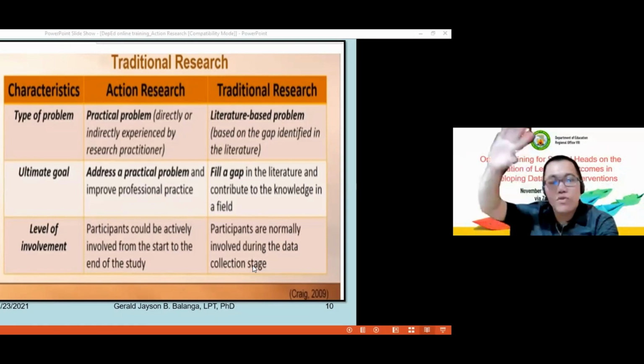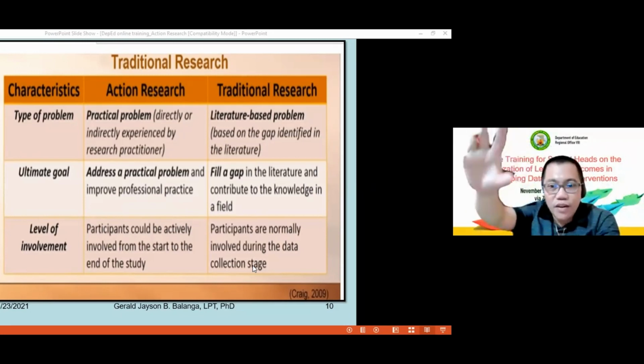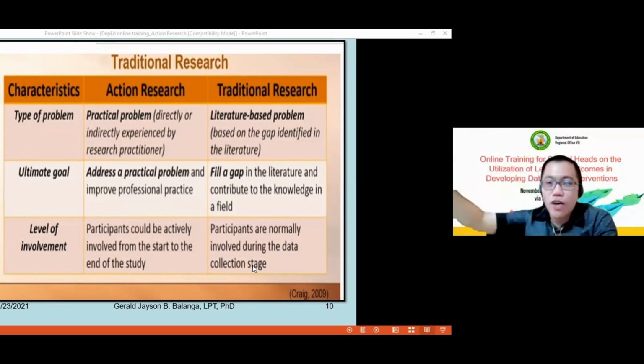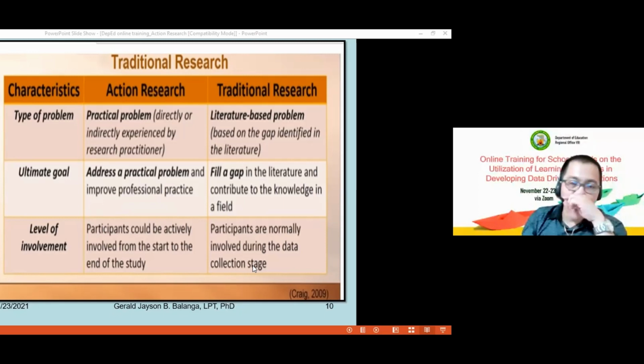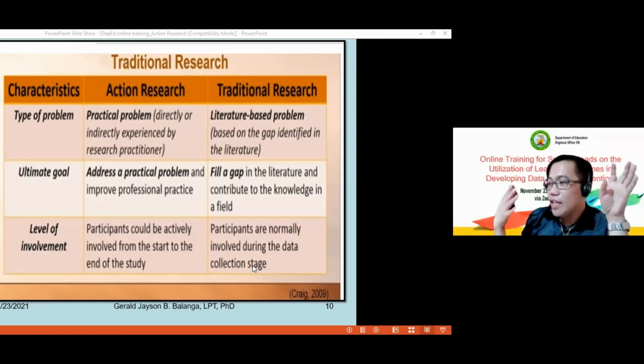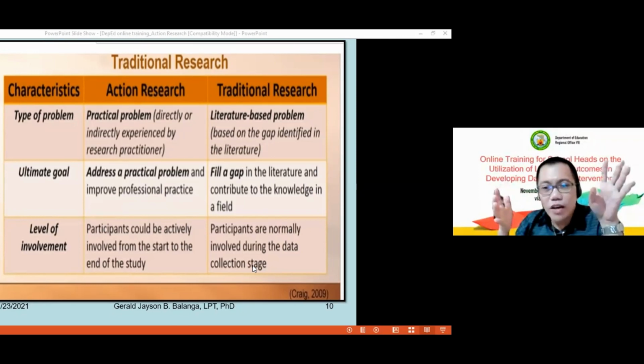So in contrast, these are the characteristics of traditional research. Literature-based siya. So anong kulang sa literature? Yun yung gagawan mo ng pananaliksik. Pero sa action research, hindi mo sasabihin na, kasi sir, wala akong nakitang literatures about this, so kailangan kong mag-action research. Hindi yon, traditional research yun or basic research. Ang action research is, kasi ito ang na-experience ng mga pupils namin. Pwede bang mag-action research para tulungan ang teachers? Pwede.